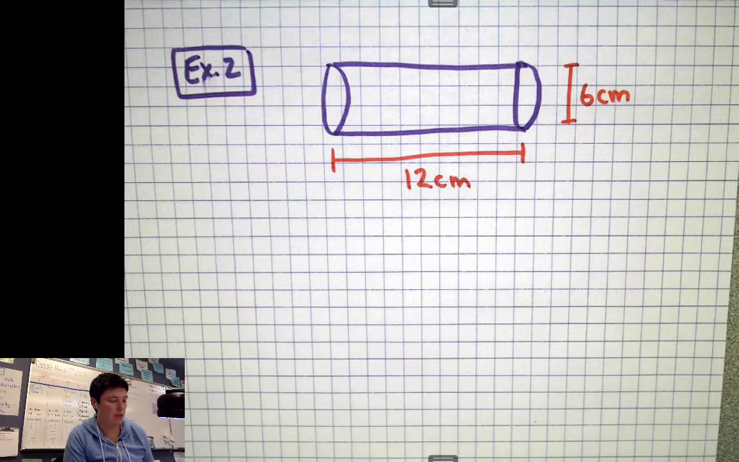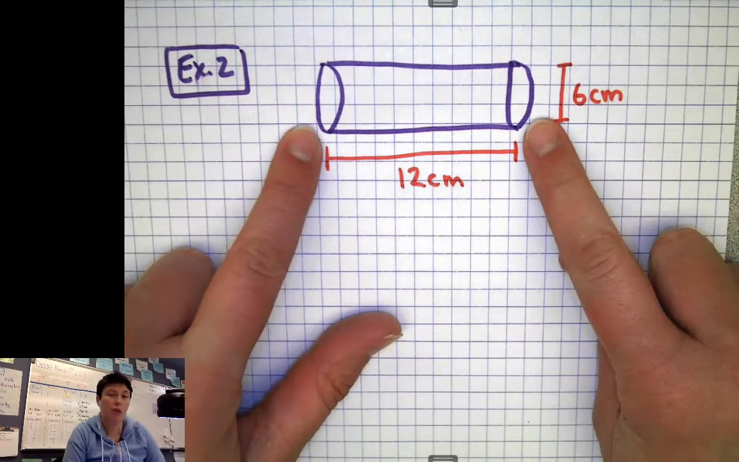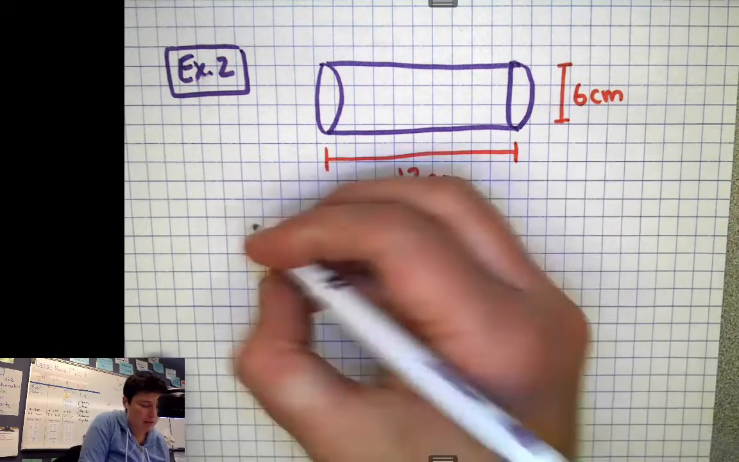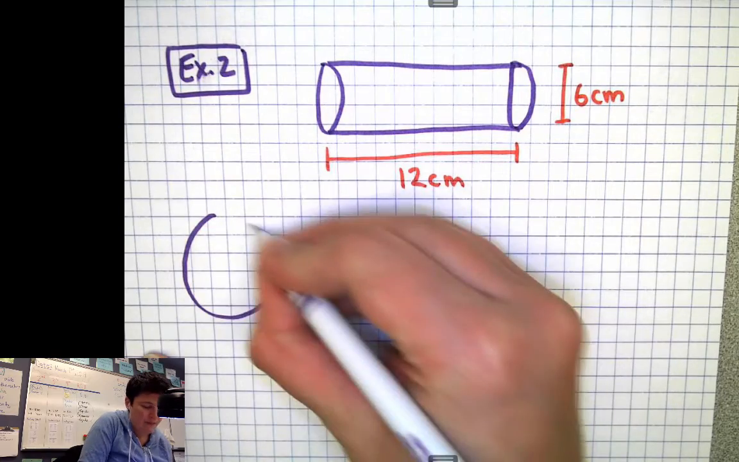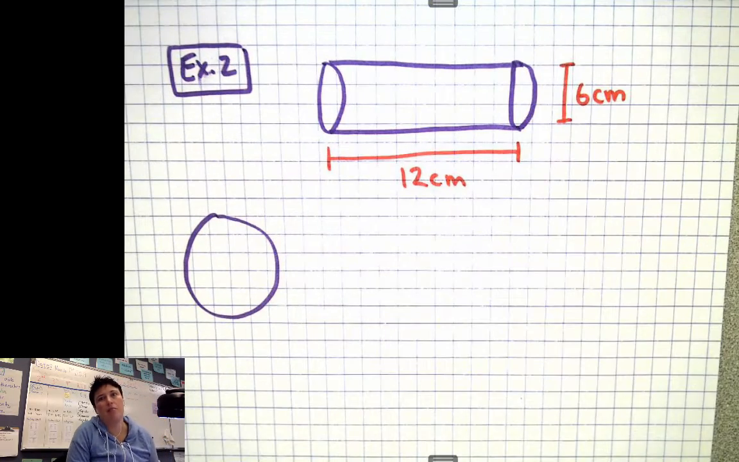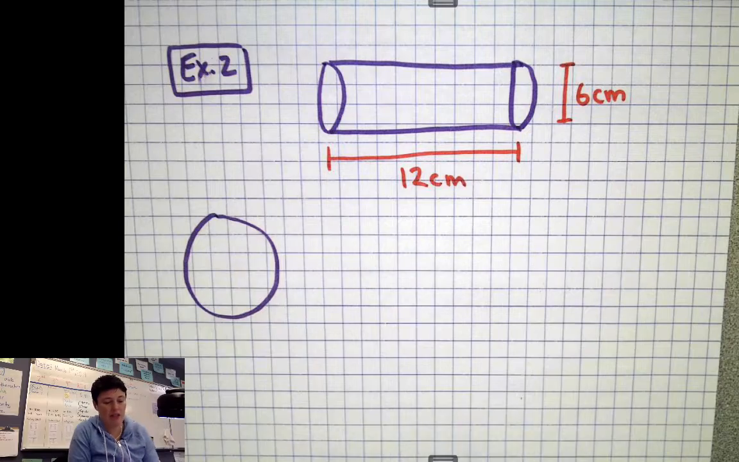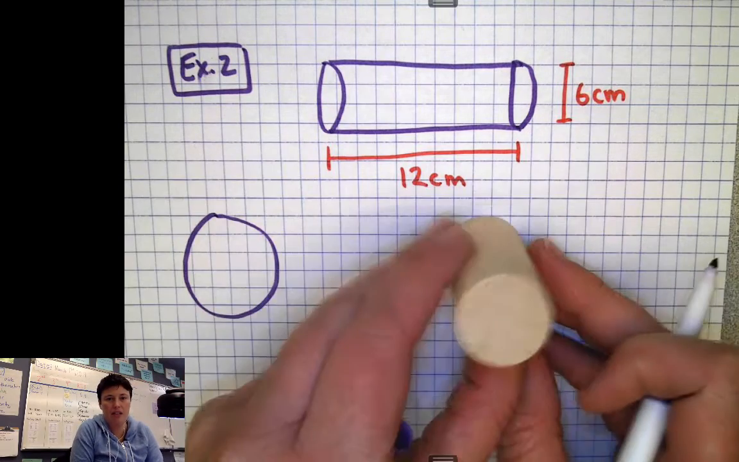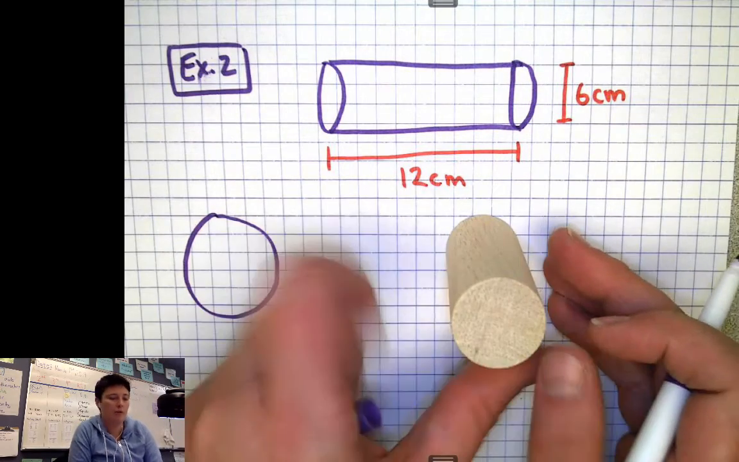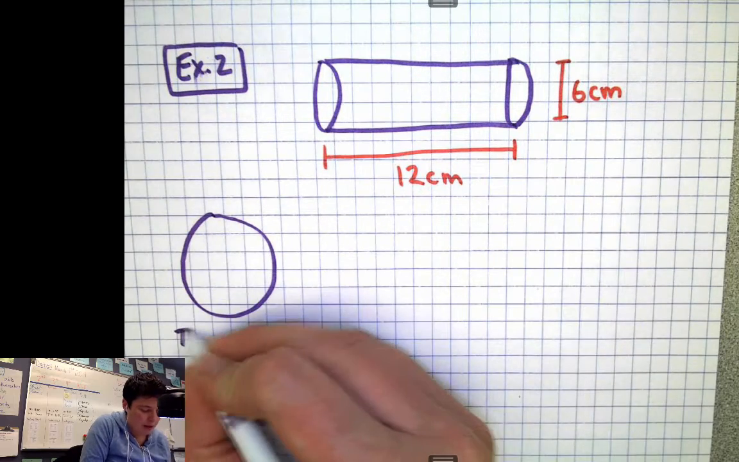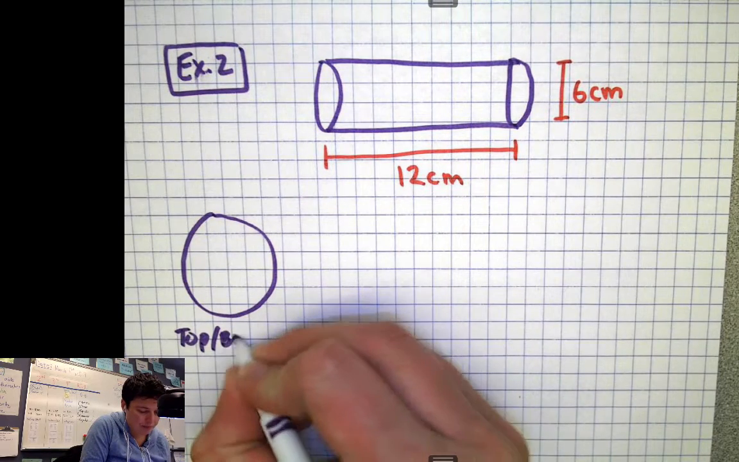So why don't we start with the circles? There's 2 of them. So this time I'm going to draw the circle over here. I guess I wouldn't call this the top and the bottom, but it kind of is if I just turned my cylinder and made it stand up. It still is the top and the bottom, so I'm still going to call it that. Top/bottom.